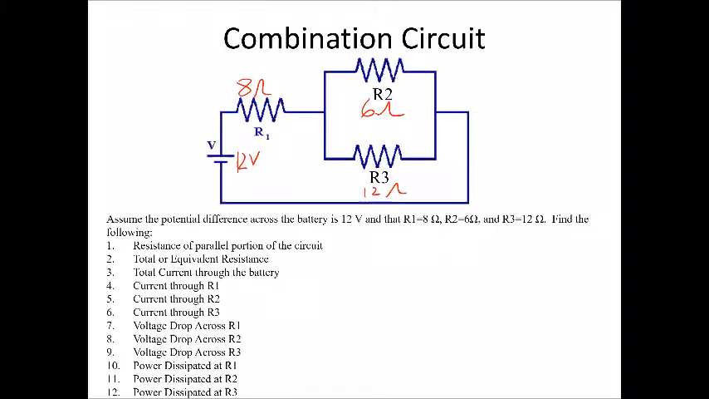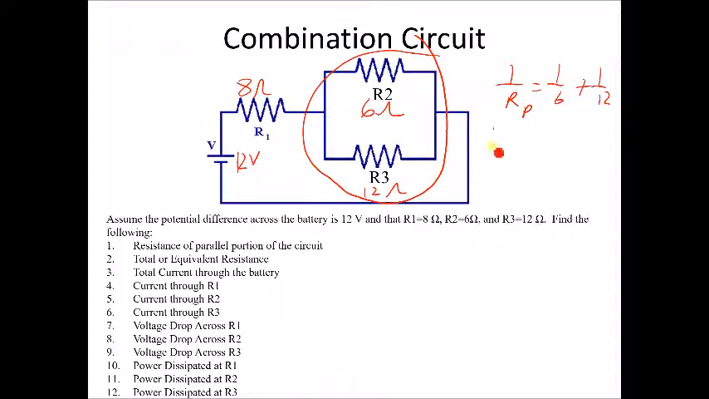We want to find the following. It's always a good idea to find the resistance of the parallel portion of the circuit first. So let's find the resistance of just this part of the circuit. There's the parallel part. Remember, to find parallel resistance, it's 1 over the total, we'll call that RP for right now, is equal to 1 over the first resistance plus 1 over the second resistance.